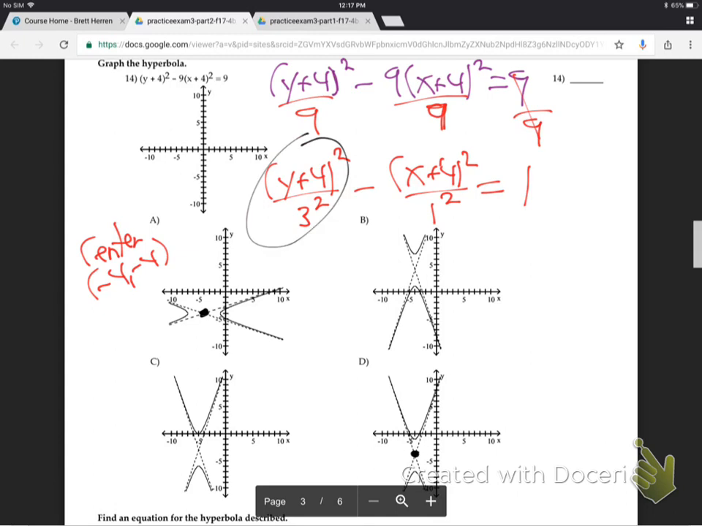Correct. So y is in the front. Both these have the right center. Everybody with me on that? See how those both have the right center, minus 4, minus 4. But y is in the front, so it's up, down, so it is D. Good? On that, we don't have to mess with anything else. It's up, down, it's got the right center. How we doing? We good?